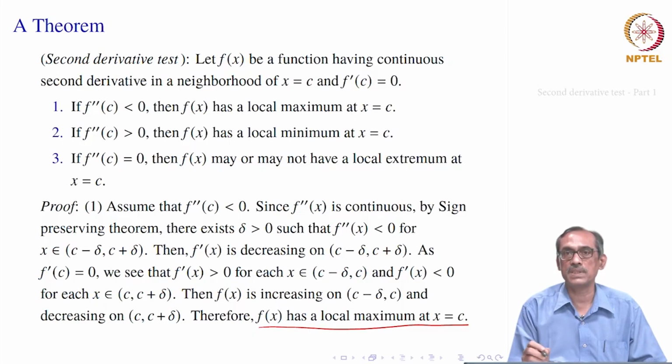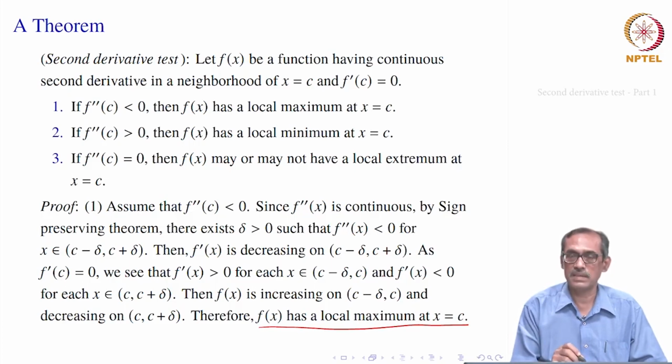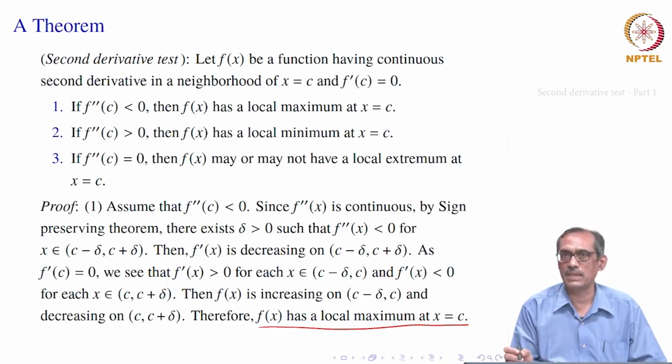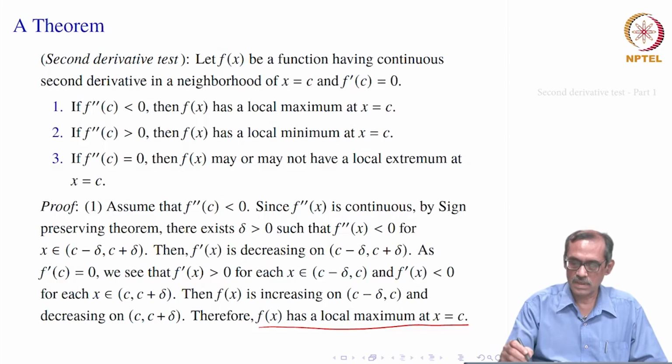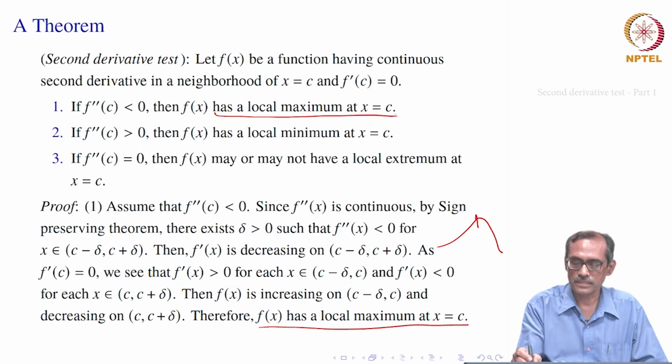So, f prime is positive on the left. That means f is increasing on the left side and f prime is negative on the right. So, f is decreasing on the right side. So, it is increasing on the left and decreasing on the right. So, at that point c there must be a maximum. f of x has a local maximum at c. That is what we wanted to show.